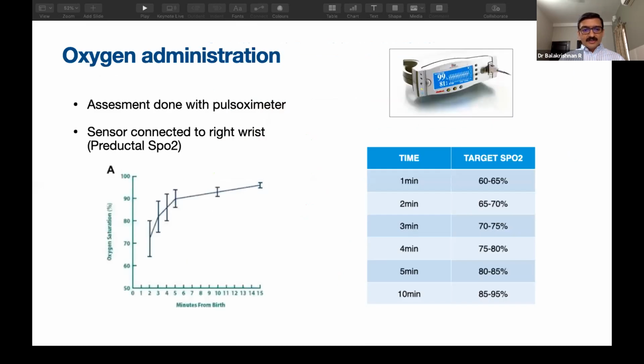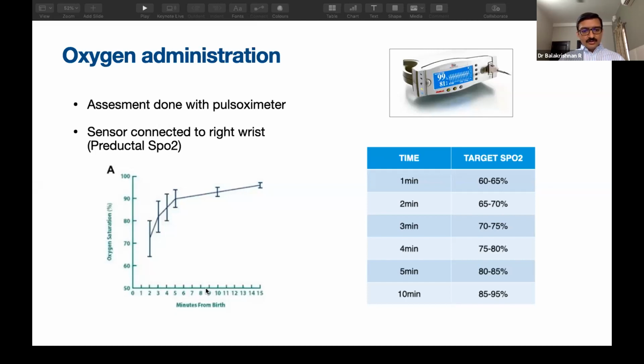So oxygen administration, very important, the need for pulse oximeter in all the places of delivery. And we should connect the sensor to the right wrist because that measures the preductal saturation. And preductal saturation is measured because this is the same blood that perfuses the coronaries as well as the brain.